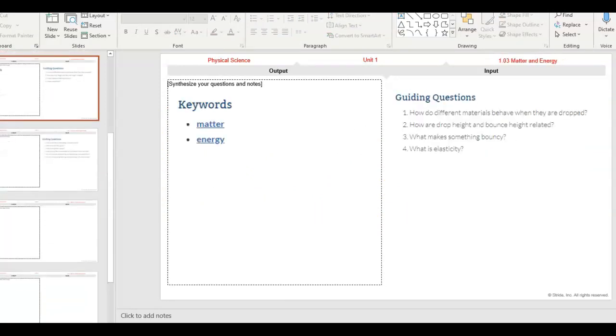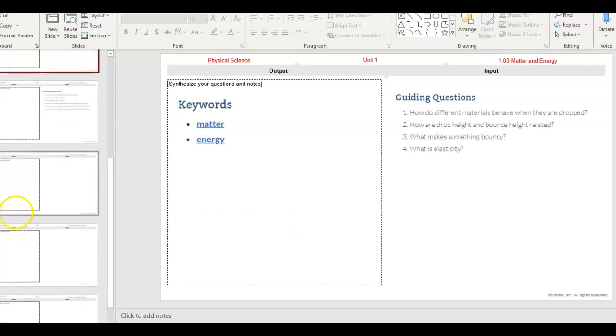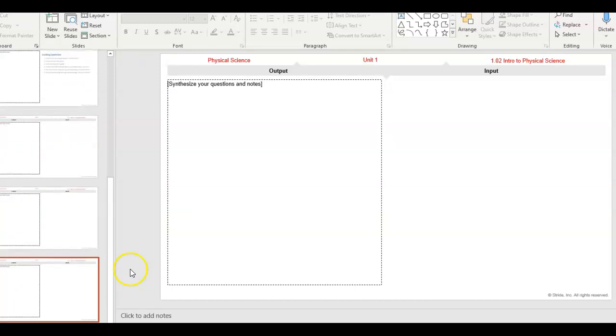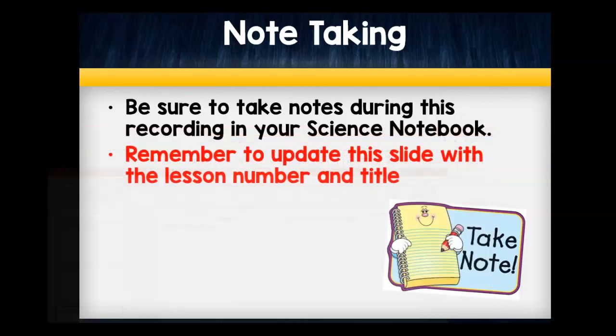And then if you'll notice over to the side, I've duplicated several of the slides so that I don't fill one up and then need to duplicate. So remember, you're just right clicking and duplicating the slide so that it adds more down here. That way you have several as you get going. Mine all say 1.02, so you just have to remember to update that each time.